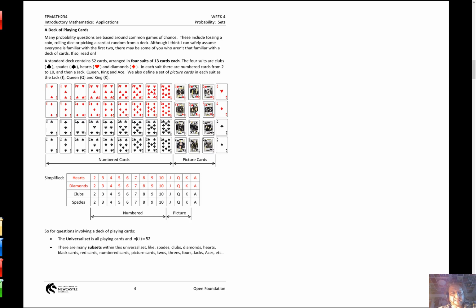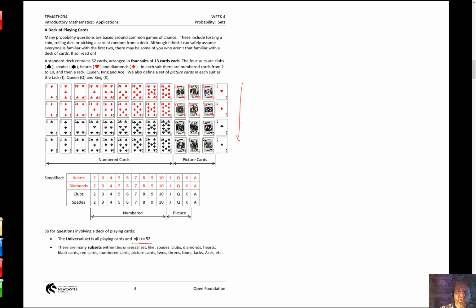So for a question involving a deck of playing cards, a universal set is all playing cards. So the universal set would be putting curly brackets around and listing 2 of hearts, 3 of hearts, 4 of hearts, 5 of hearts, 6 of hearts, blah, blah, blah, all the way up until ace of spades. Okay? So that would be me listing all cards. The quicker way to do it, what I've done here, is the cardinality. In other words, the number of elements in the universal set is 52.